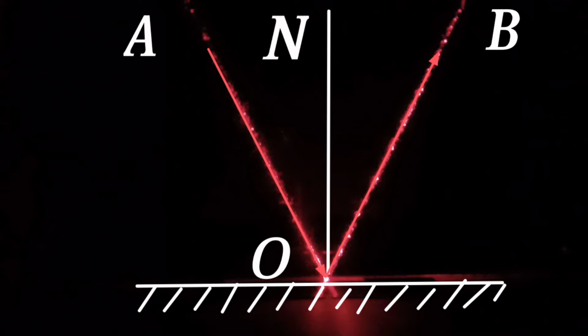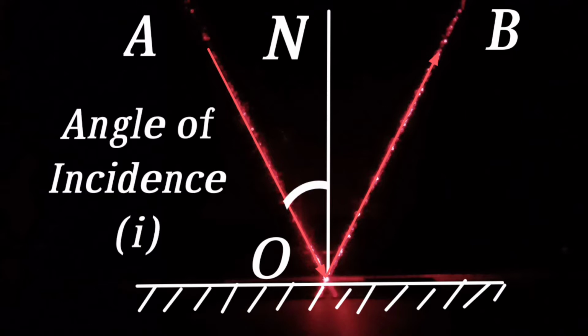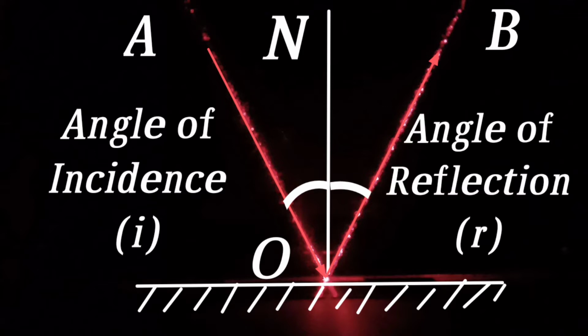A perpendicular to the mirror at point of incidence O is called as normal to the mirror. Here ON is the normal. The angle AON between incident ray and the normal is the angle of incidence, and the angle BON between the reflected ray and the normal is the angle of reflection.